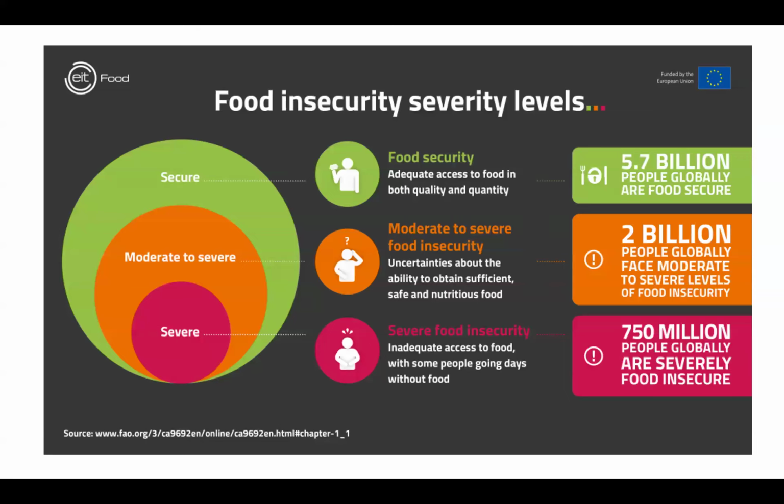This is the food insecurity level. So, in the green part, we have food security, which is adequate access to food in both quality and quantity. 5.7 billion people globally are food secure. Then we have moderate to severe food insecurity, uncertainty about the ability to obtain sufficient, safe, and nutritious food. 2 billion people globally face moderate to severe levels of food insecurity. Then we have severe food insecurity, which is inadequate access to food, with some people going days without food. 750 million people globally are severely food insecure.